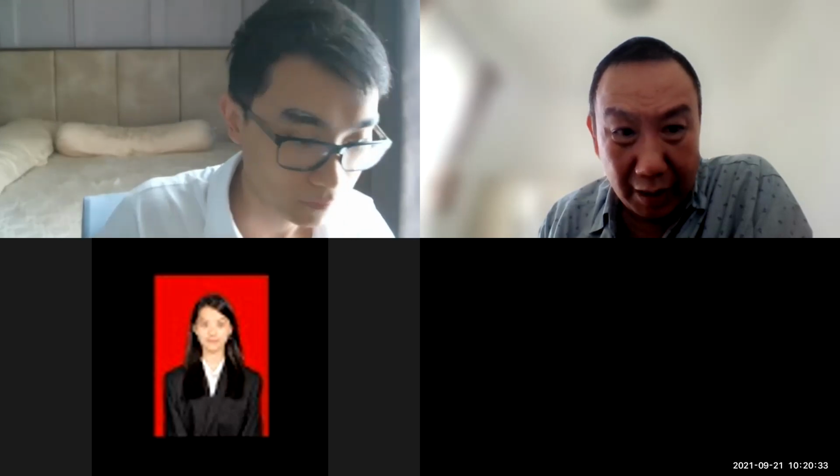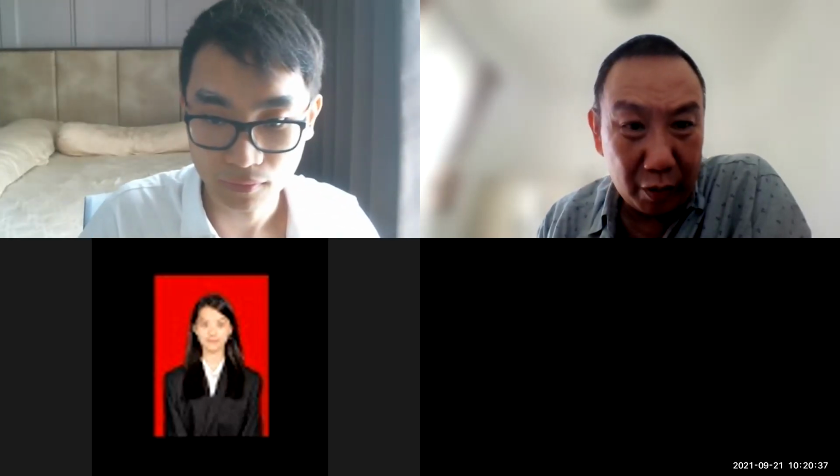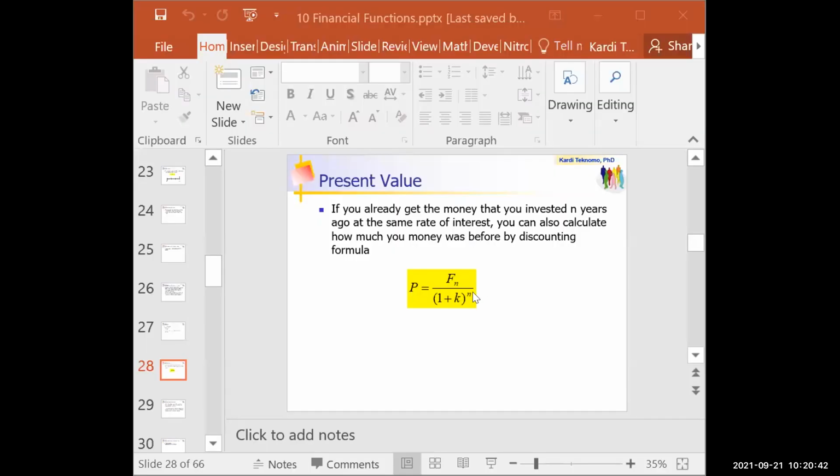To get back to the same formula, if you want to get back the present value, that's super easy. You just put it back. The present value is equal to Fn divided by that compound interest, 1 plus k exponent n. So this formula is useful if you know the future value, the interest rate and the number of years to get the present value.